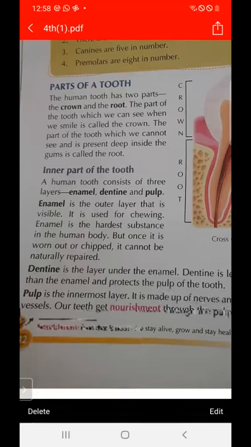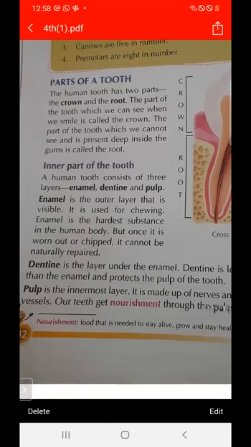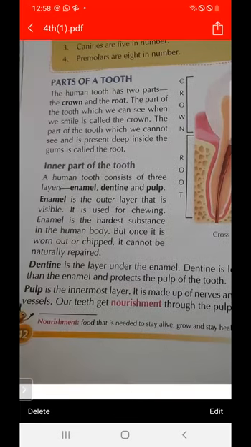Enamel is used for chewing. And what is the dentine? Dentine is a layer under the enamel and it protects the pulp of the tooth.